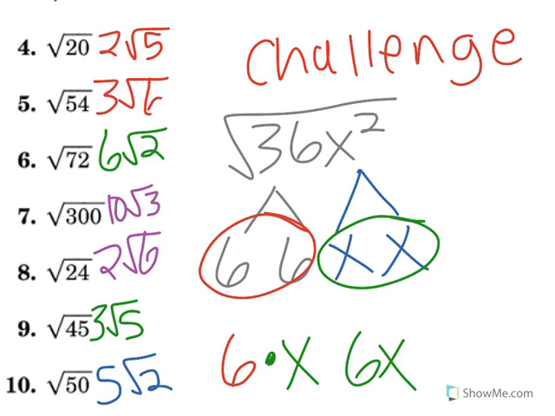If you're not sure, check yourself. If you did 6x times 6x, well, 6 times 6 is 36. x times x is x squared. Well, hey, that gave us what we had on the inside. So that checks out. So this is an example of simplifying a radical with variables and exponents.